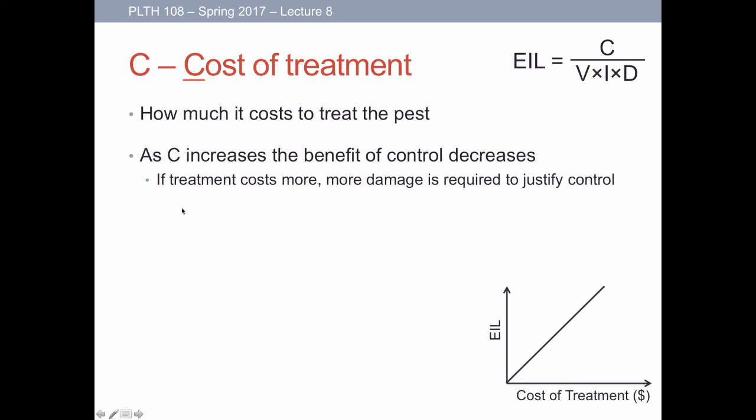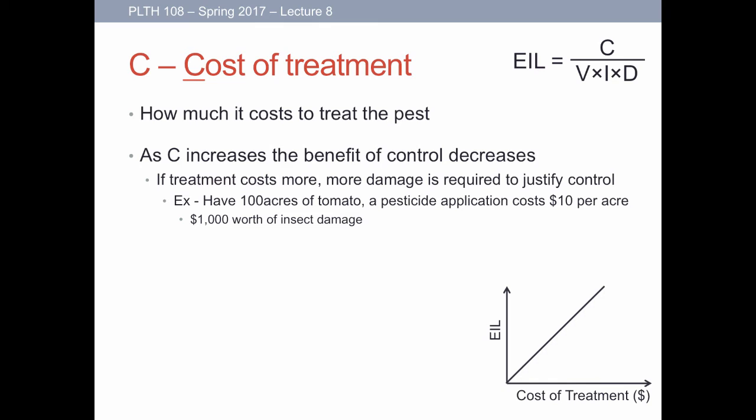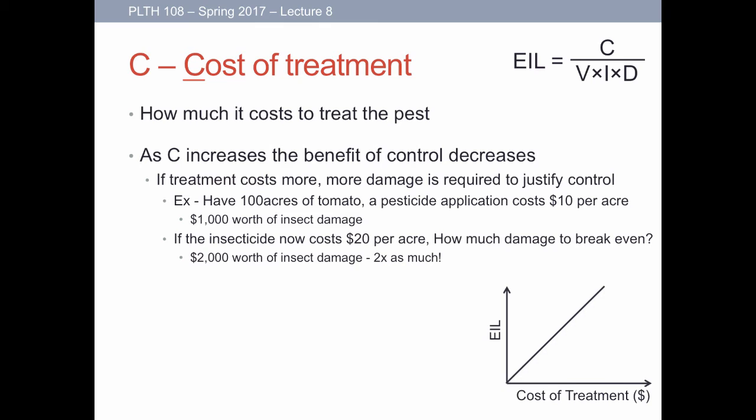So yeah, I have an example here. Let's say you have 100 acres of tomato and a pesticide application costs $10 per acre. So to treat the entire field, you're spending $1,000 to do basic insect control. So the economic injury level would be the number of pests that would cause you that $1,000 worth of damage, right? On the flip side, if insecticide doubles and all of a sudden you're paying $20 per acre, the amount of money you have to pay to spray the field also doubles.